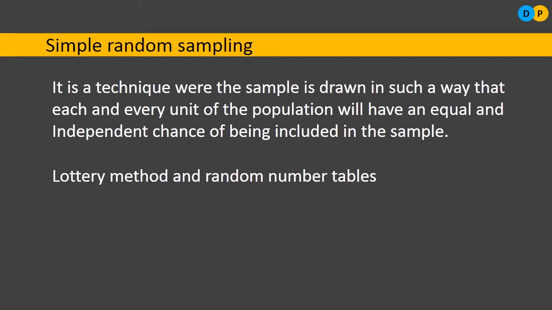Let us say there are 100 phone numbers. These 100 phone numbers are written in separate sheets and they are put in a particular box. We are going to choose, let us say, 10 numbers. It is a lottery method.